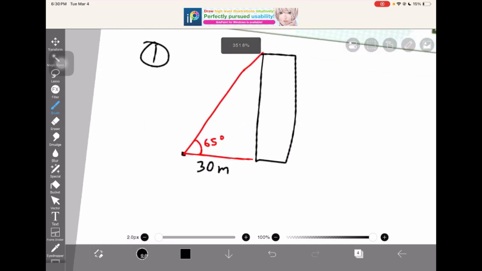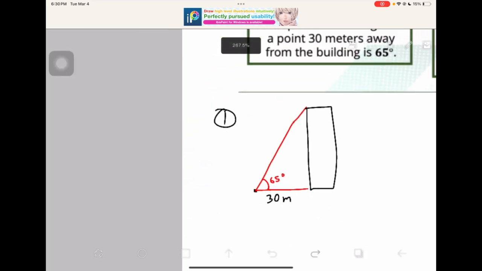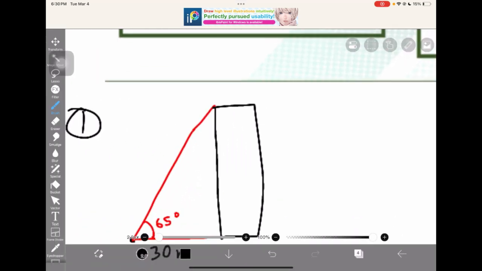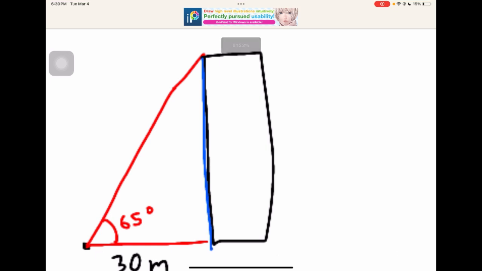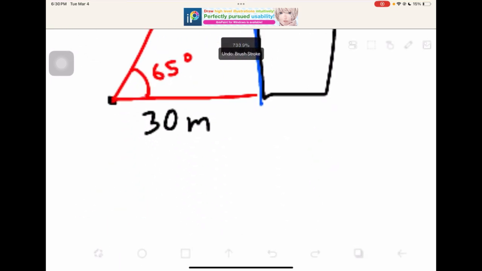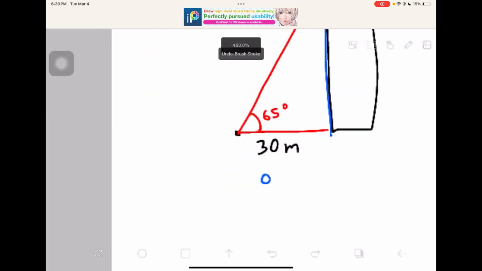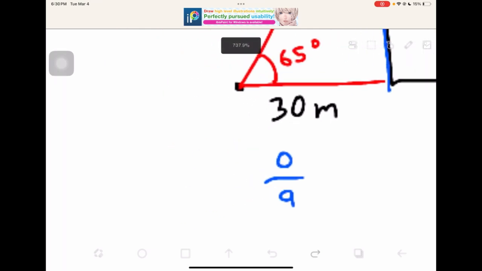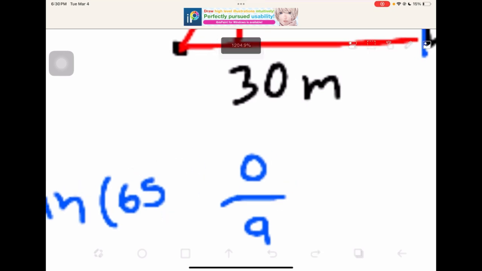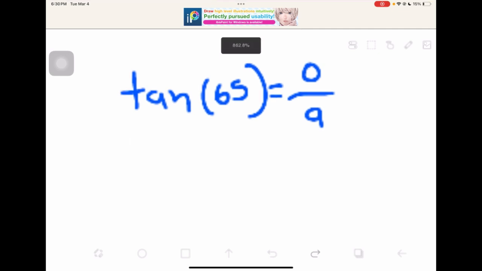Okay, so now that we've tried this, it's kind of hard to see the right triangle now. But let's try to identify first what do we have here. First and foremost, we have theta over here, and we are looking for the opposite. So we can write opposite over here. We also have the adjacent side over here. Tan 65 equals opposite over adjacent.